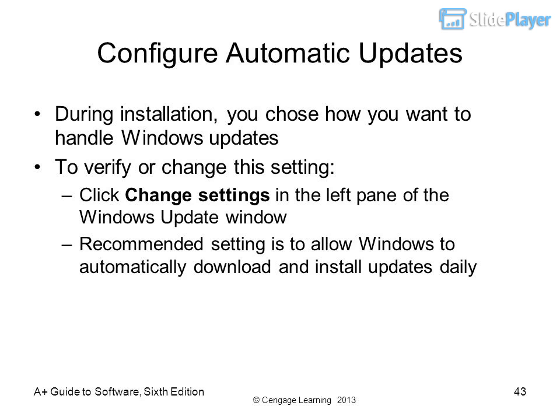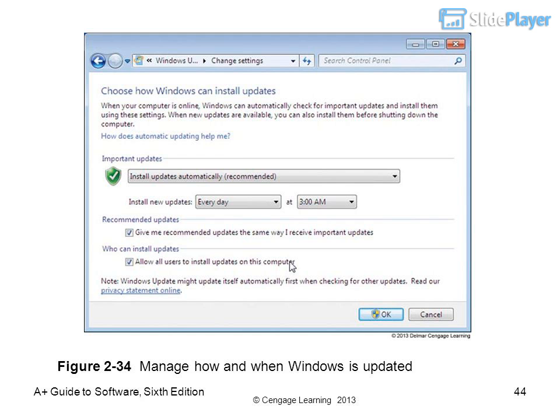A+ Guide to Software, 6th edition. Configure automatic updates. During installation, you chose how you want to handle Windows updates. To verify or change this setting, click Change Settings in the left pane of the Windows Update window. The recommended setting is to allow Windows to automatically download and install updates daily. Figure 234, manage how and when Windows is updated.